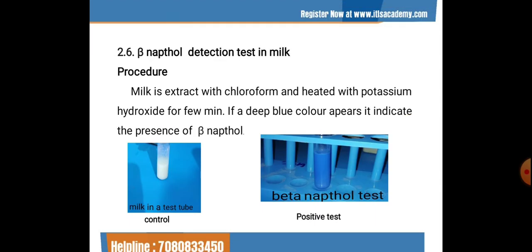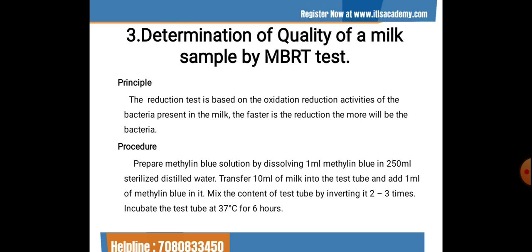Next is the beta-naphthol detection test in milk. The steps to be followed in this experiment are: milk is extracted with chloroform and heated with potassium hydroxide for a few minutes. If a deep blue color appears, it indicates the presence of beta-naphthol. The next category is the determination of the quality of a milk sample by the MBRT test, that is the methylene blue reduction test.